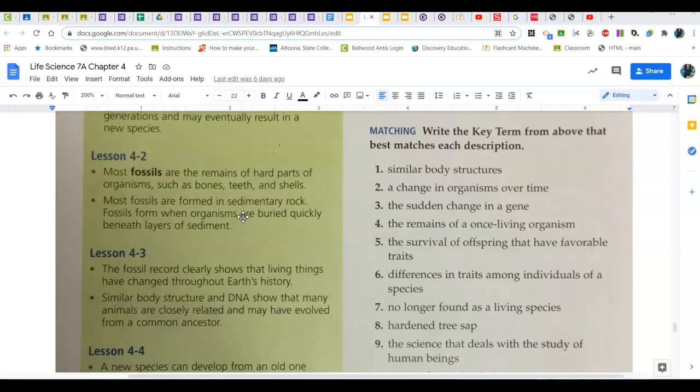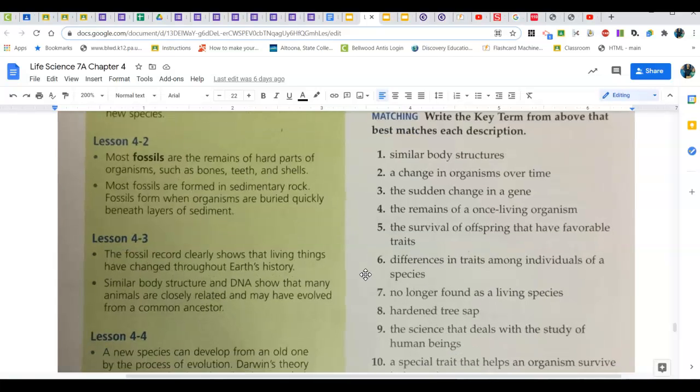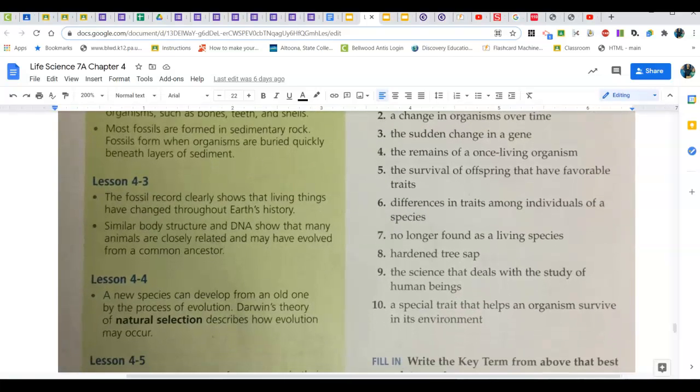Number five, the survival of offspring that have favorable traits. That is natural selection. Natural selection is when you are better adapted, you will reproduce at a higher rate. Number six, differences among individuals. We call this variation, like the spots on a leopard or the stripes on a zebra. No longer found as a living species is extinct.